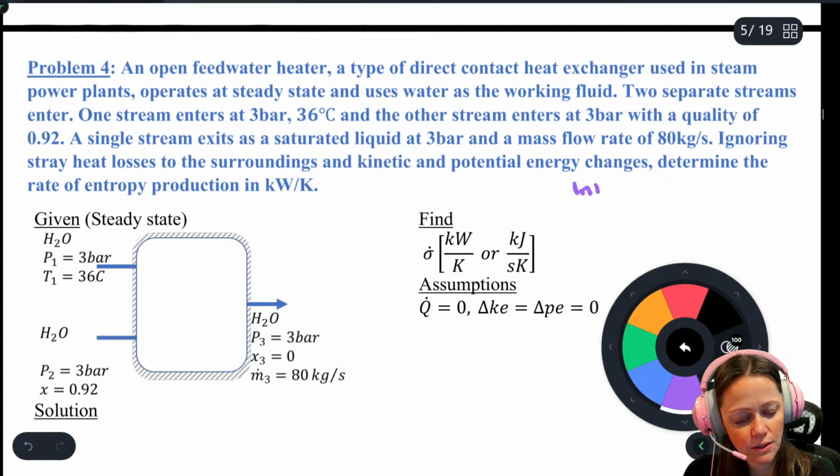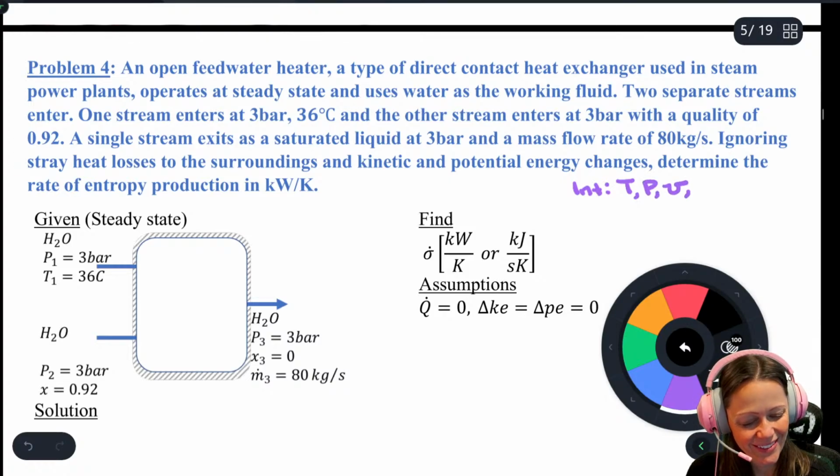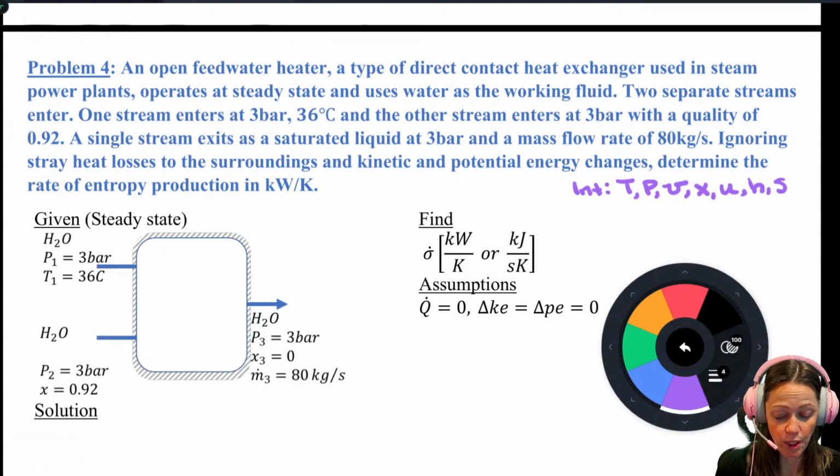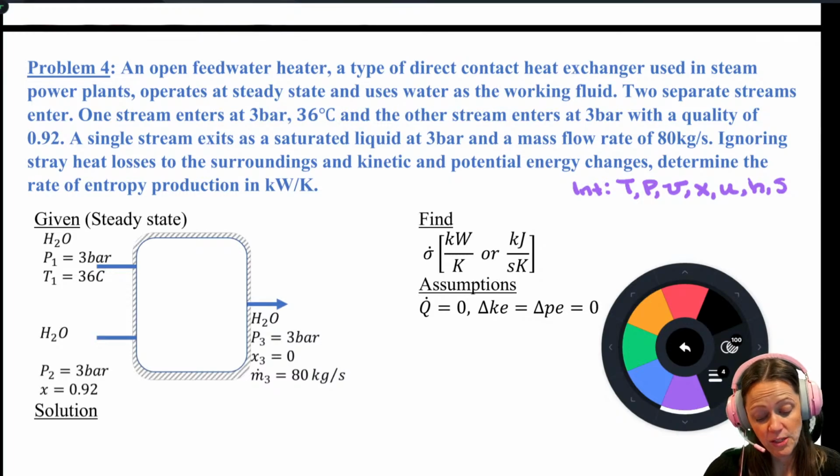Just because I like to do it, these are the things I'm looking for. I need two of those to fix my state, and I have two of them at every single one of these states, 1, 2, and 3. The only thing that I don't actually have are the mass flow rates at state 1 and state 2. So that might be something I'm going to need, but let's go on.